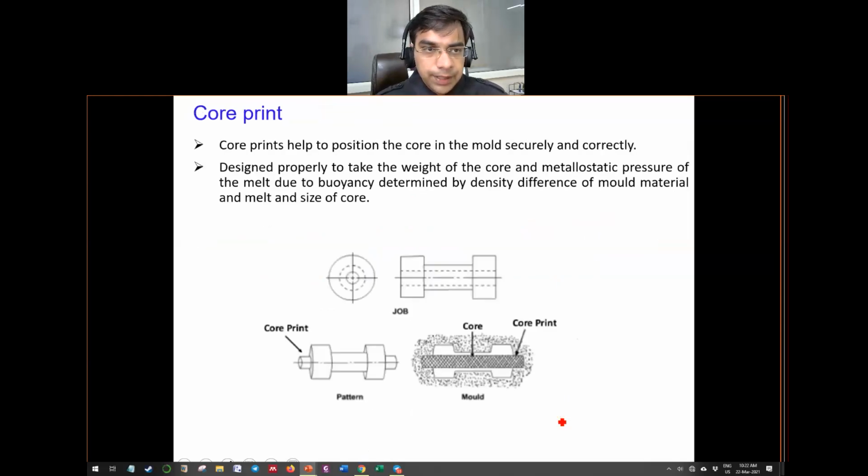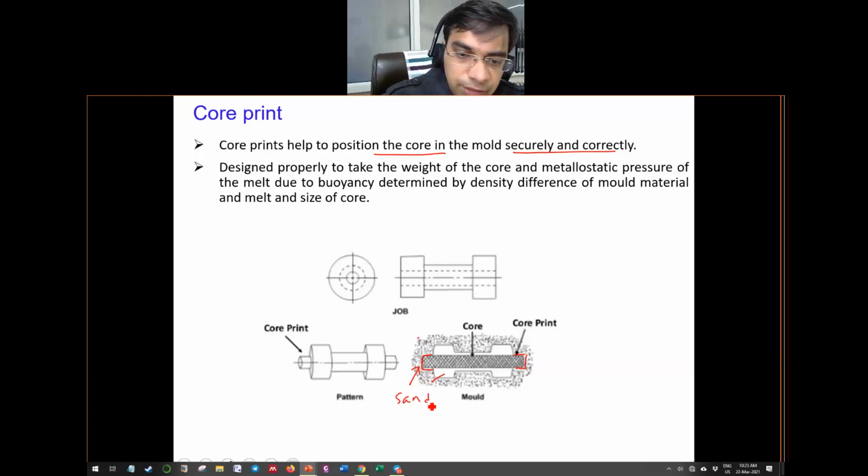Next are the core prints. So core prints are basically the extensions in the core. So as you see here, these are the extension of the core, which are used to provide position to the core to hold it securely in the mold. So this is the cavity here. This is the core print here basically. So this core print is basically staying in this sand here. So this is the sand. So when you hold this core print in the sand, this portion basically helps to secure the core and locate the core in the molding sand.